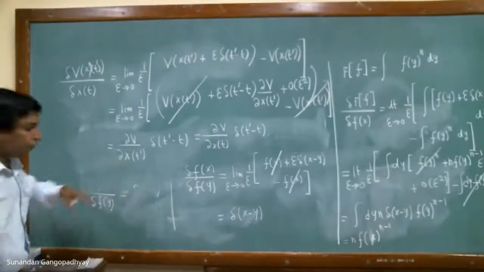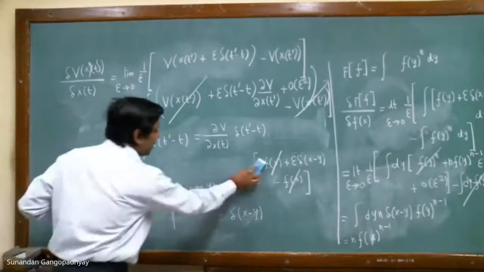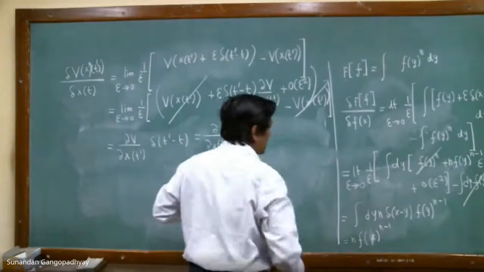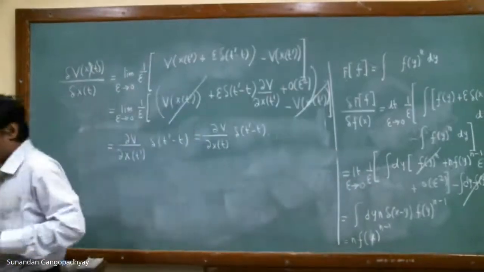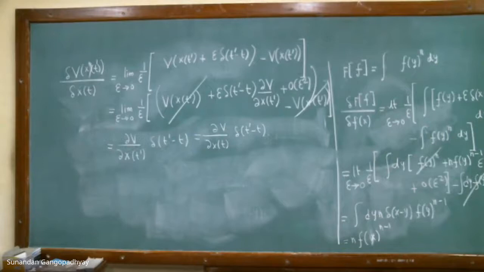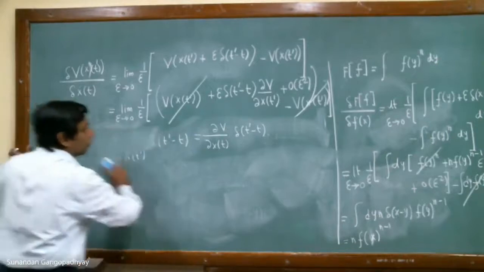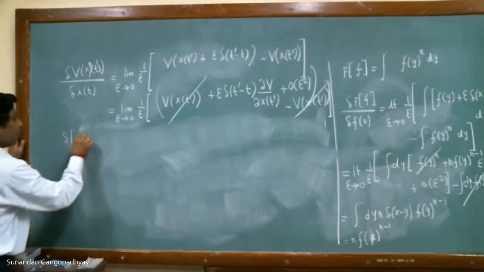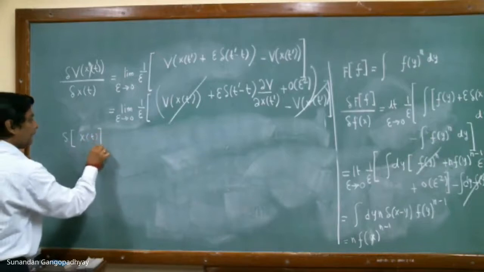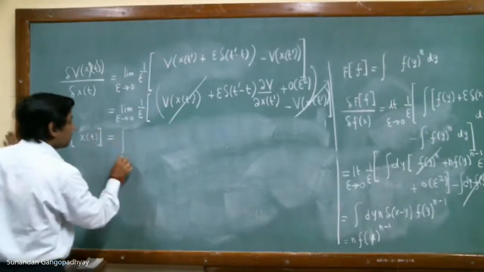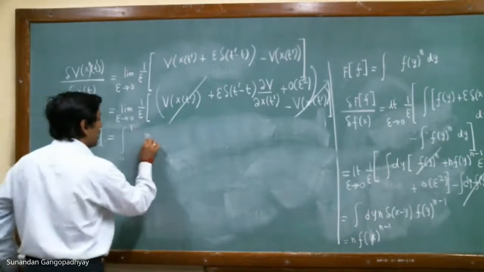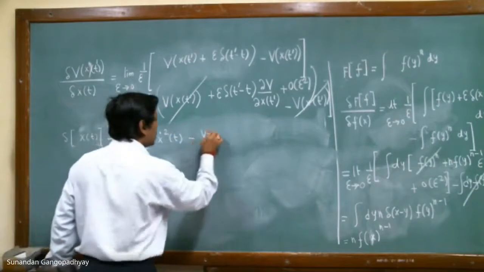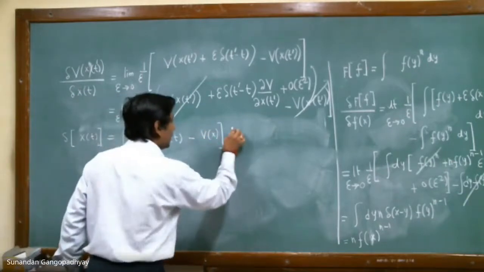So all these results are important, as you will see, because these results help us in computing the functional derivative of the action functional, as we shall see now. So let us now take an example. Let us take S of x t, the action functional. This is basically the integral from 0 to t of m by 2 x dot square t minus V of x dt.